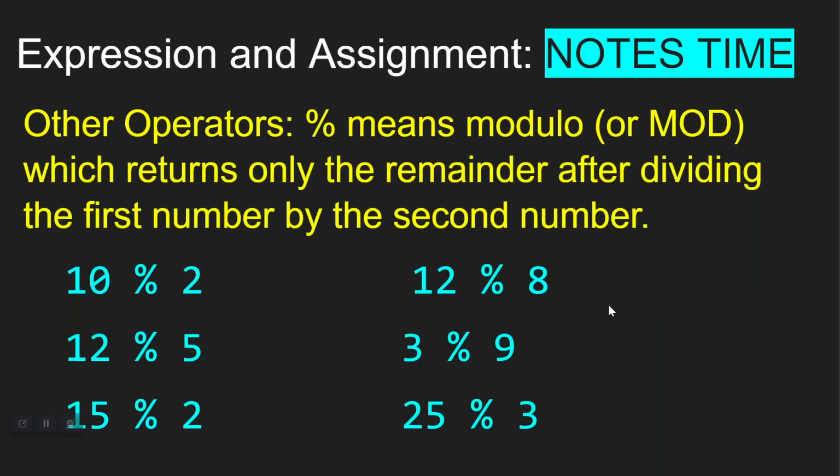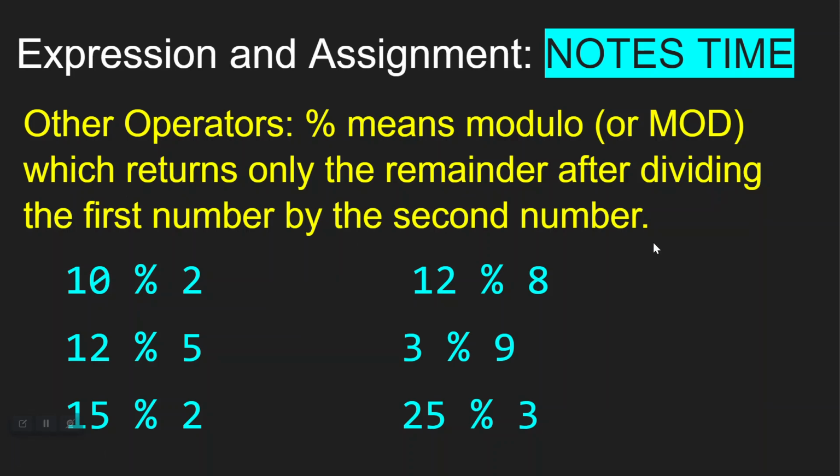And then the last other operator that we need to know is the percent sign, which means modulo, or simply mod. And this is a very specific kind of math operator which returns only the remainder after dividing the first number by the second number.